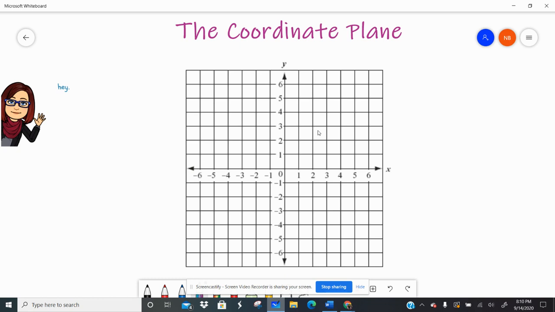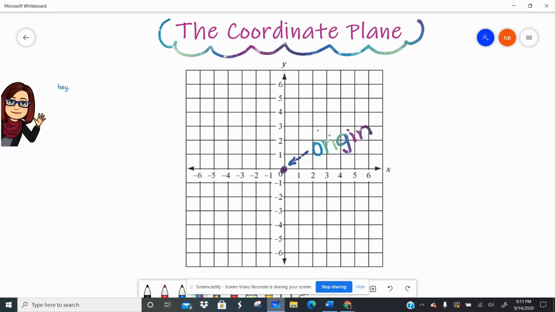Hi there, all you amazing people. We are going to talk about the coordinate plane today. The coordinate plane is that grid that's right there in the middle of the screen for you. It is made up of two axes that intersect at a common point. That common point is called the origin, right? That's where your journey is going to originate.